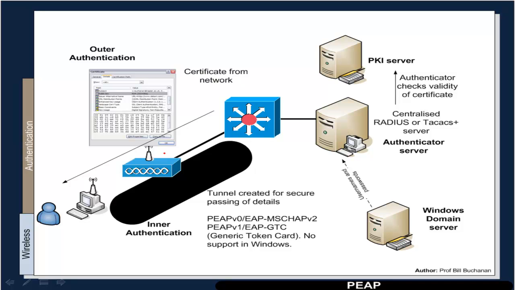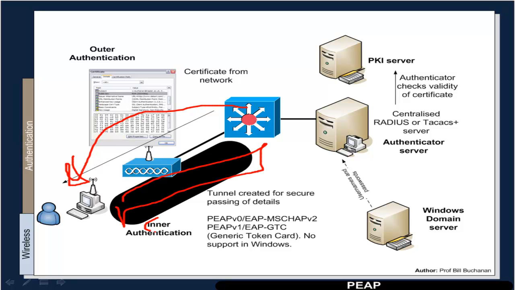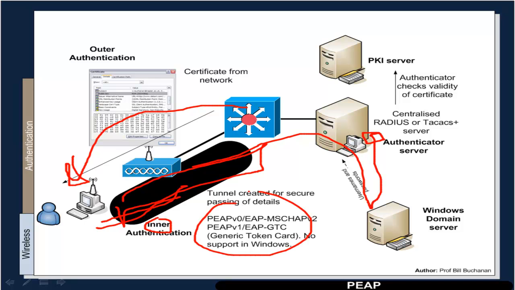For PEAP, PEAP sends a digital certificate to the device. That digital certificate is then used for what's called inner authentication. Inner authentication then allows the user to pass their username and password and be validated onto the system. So in this way we keep things secure. PEAP supports both digital certificate and also a secure way of username and password.